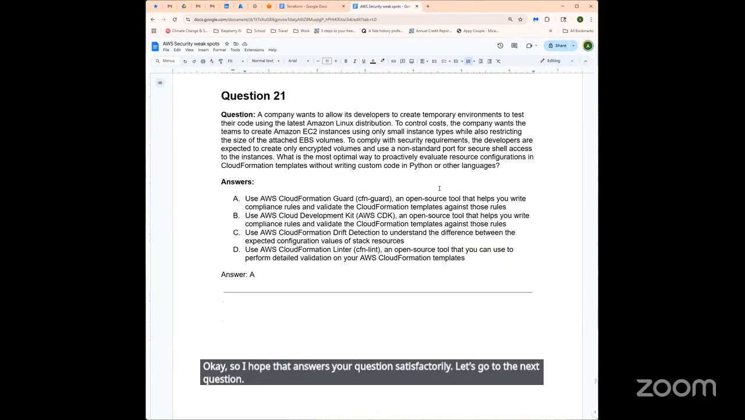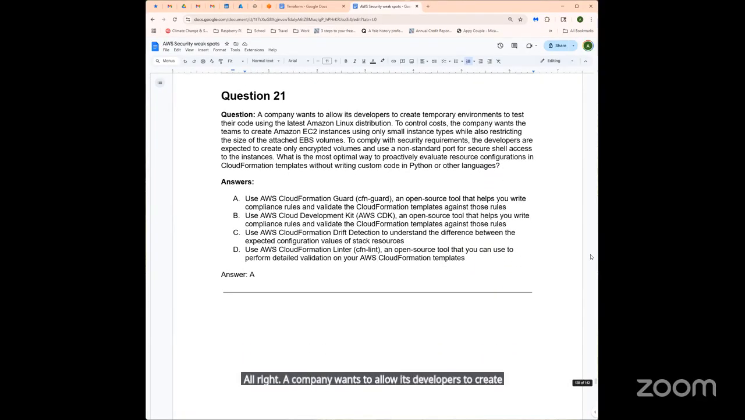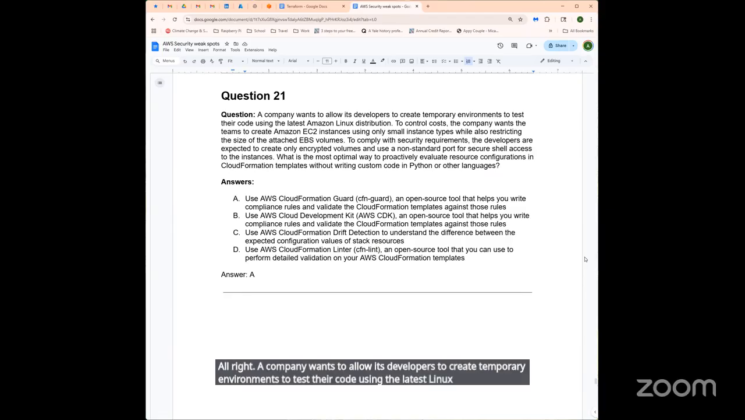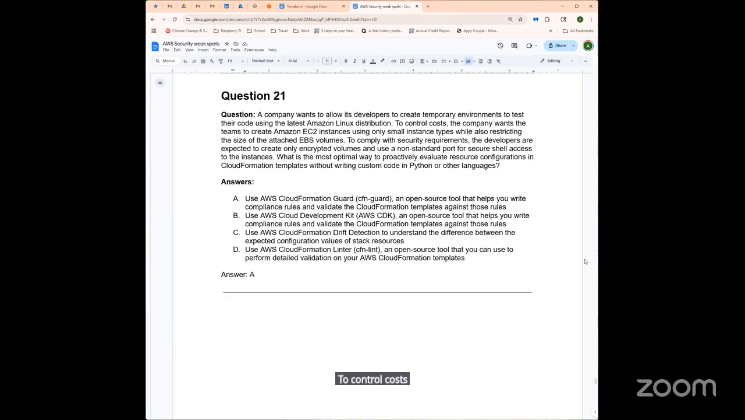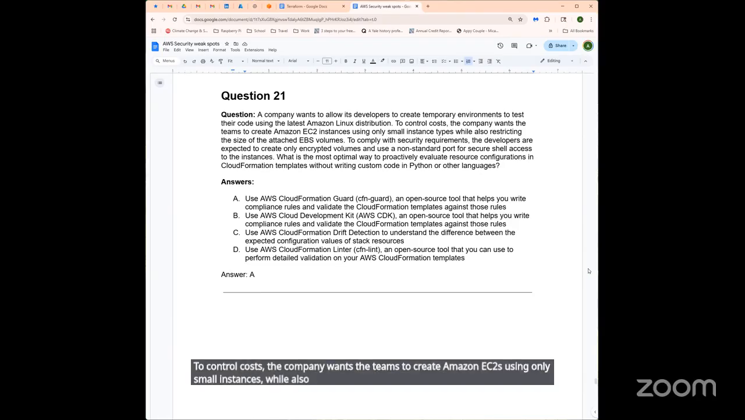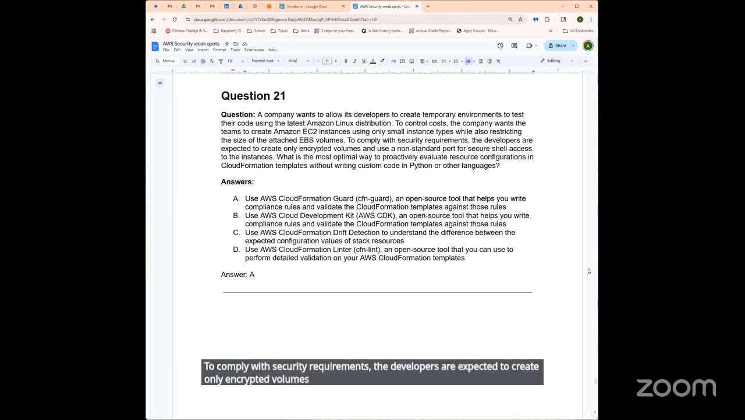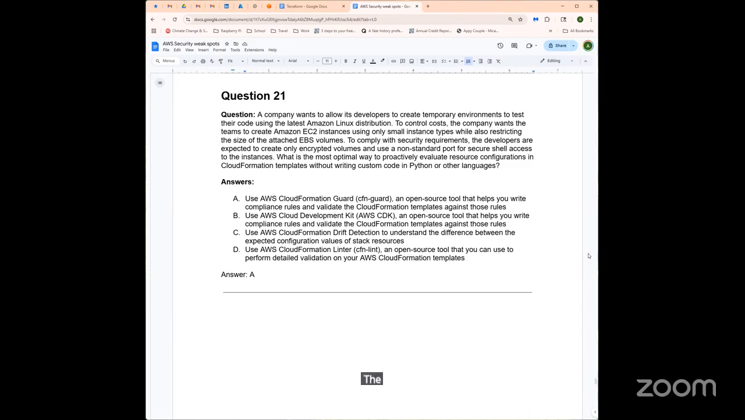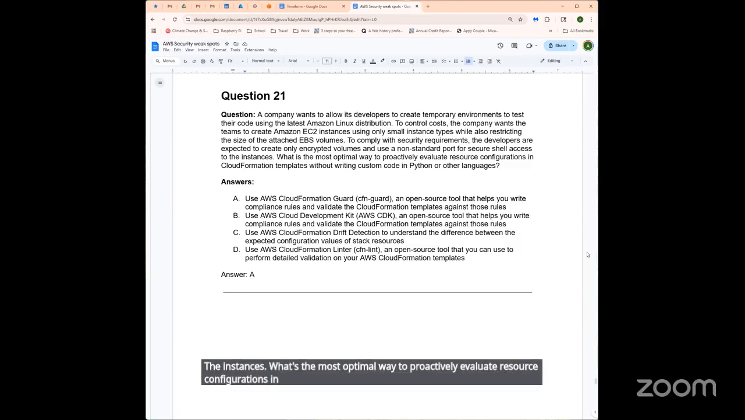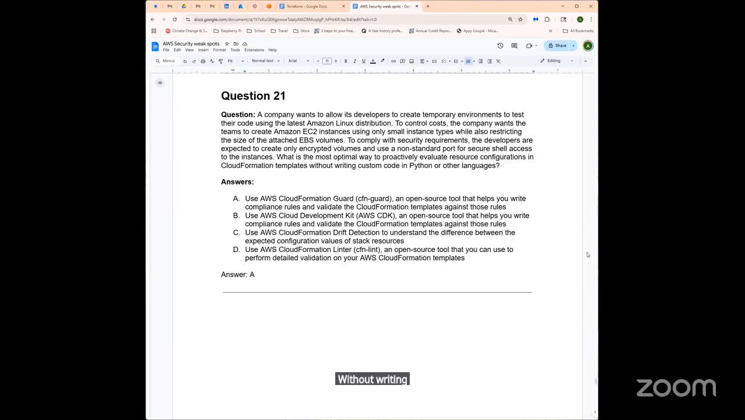All right, a company wants to allow its developers to create temporary environments to test their code using the latest Linux distribution. To control costs, the company wants the teams to create Amazon EC2s using only small instances while also restricting the size of the attached EBS volumes. To comply with security requirements, the developers are expected to create only encrypted volumes and use a non-standard port for secure shell access to the instances. What's the most optimal way to proactively evaluate resource configurations in CloudFormation templates without writing custom code in Python or other languages? So this is going to be A.